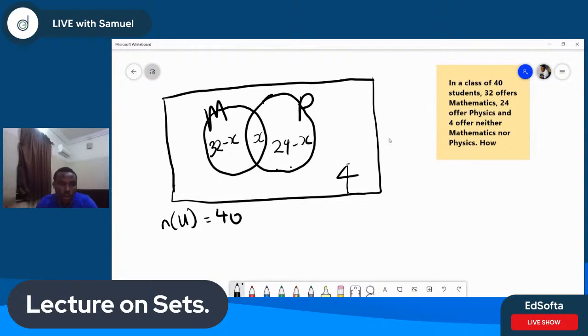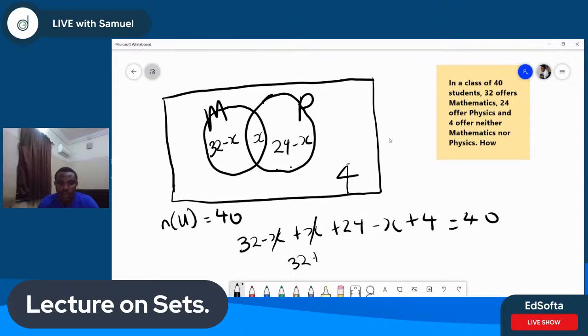How do we fix that? What we just need to do is, we know that if we add everything here, it must be what? The universal set, or else the question is wrong. So what we just do is 32 minus x plus x plus 24 minus x plus 4 is equals to 40. This can cancel this out. We have 32 plus 24 minus x plus 4 is equals to 40. We can bring x to this side. We can add all this.